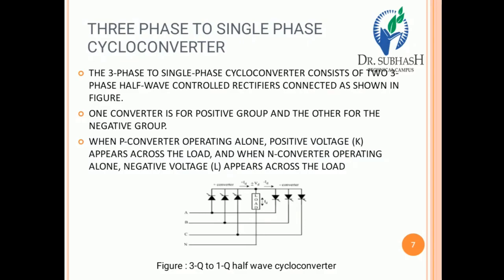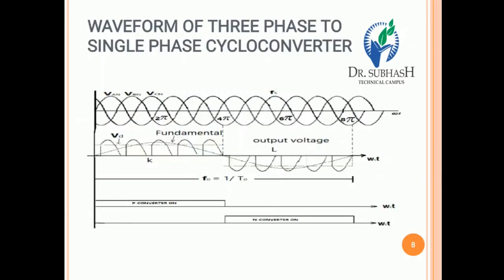So in this circuit diagram, the load is connected between the two half wave rectifiers, so that when the P converter is operating alone, at that time positive voltage appears across the load, and in case of the N converter operating alone, at that time the output voltage across the load is negative, right? So this is the basic waveform of the three phase single wave cycloconverter.